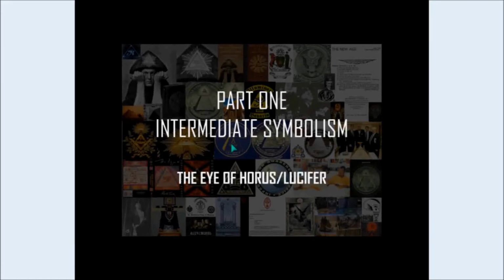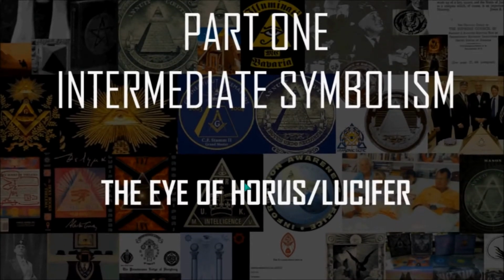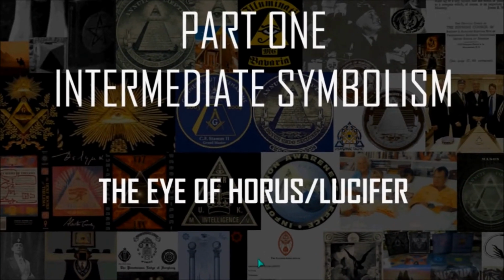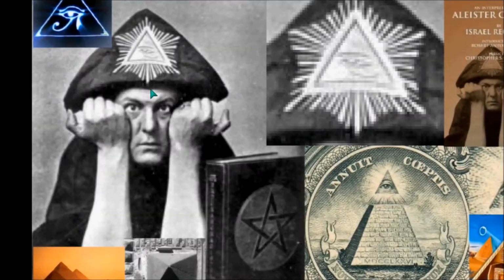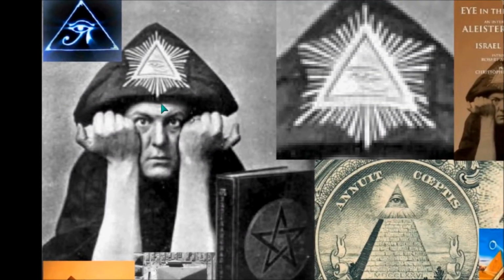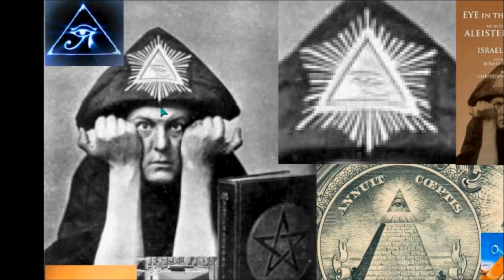This is a continuation of part 1, Intermediate Symbolism, and we're going to look at the Eye of Horus, also known as the Eye of Lucifer. We begin again with the most famous Satanist on the planet. He's now dead. This is Aleister Crowley, and we see that he has a triangle with an eye in it.